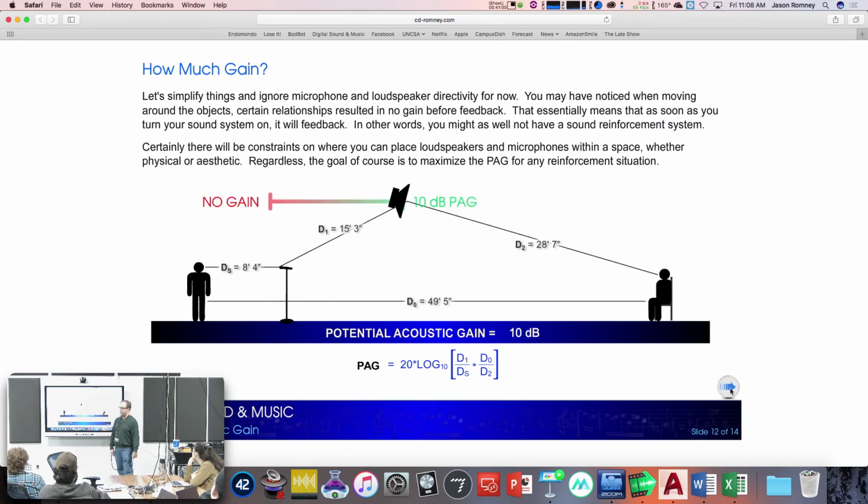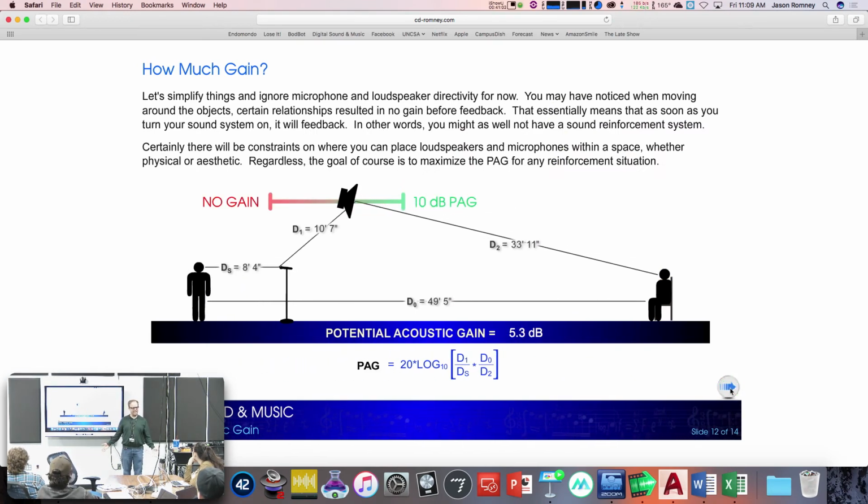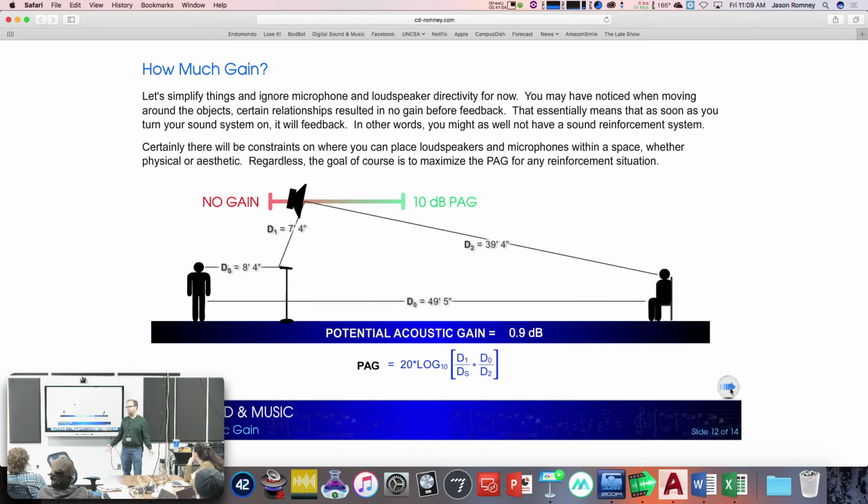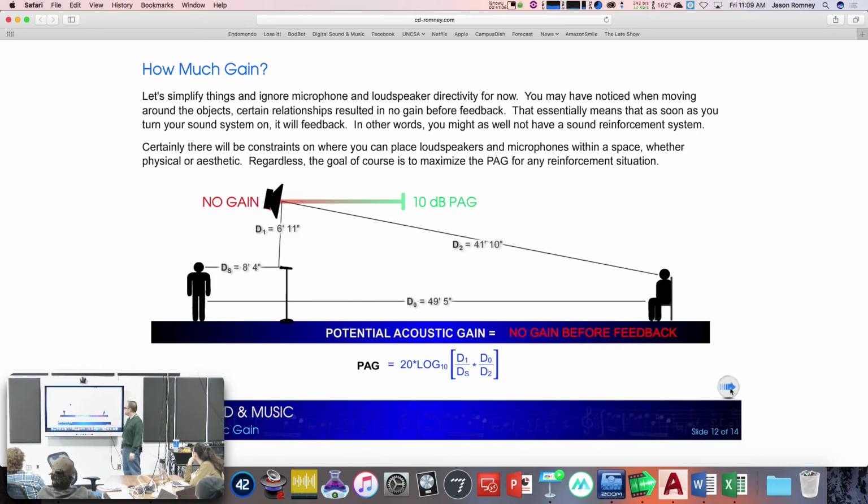now the question is, how much gain do you need, right? How do you know how much gain you need? Well, it depends, is the answer to that question. But in this scenario, it's possible that we would have no gain before feedback. Like we just turn the system on to any amount and it will feed back because this is just completely wrong. So how did the wall of sound happen?